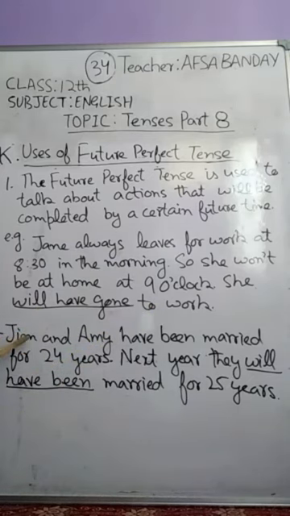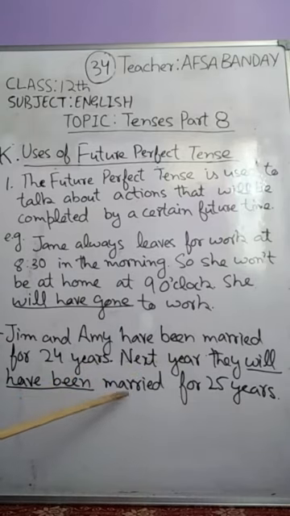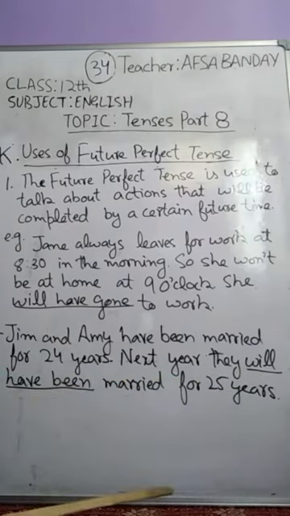Or this example, Jim and Emmy have been married for 24 years. So we are talking about now. And next year, a future time, they will have been married for 25 years. Next year it will be 25 years. For 25 years they will have been married.